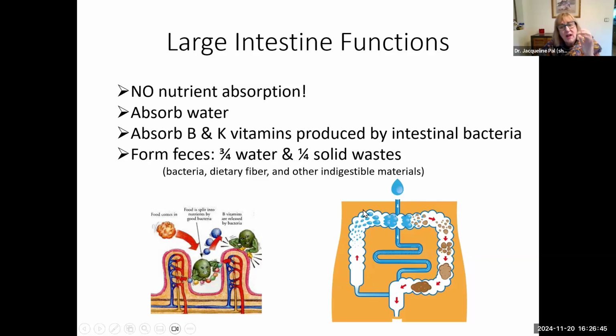So going up the right and across the transverse colon, a lot of the water is absorbed, and a little bit more is absorbed as it comes back down towards the rectum. So what is left in the feces is bacteria, dietary fiber that can't be absorbed, and other indigestible materials like corn, some seeds, some nuts. And then we're going to have a little bit of temporary storage of feces in the rectum before we are going to be defecating through the anus.